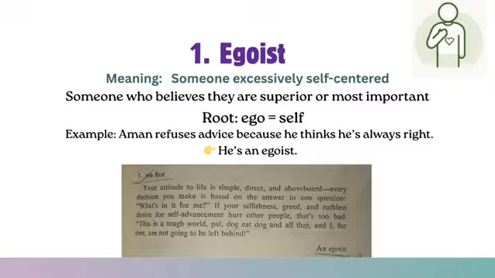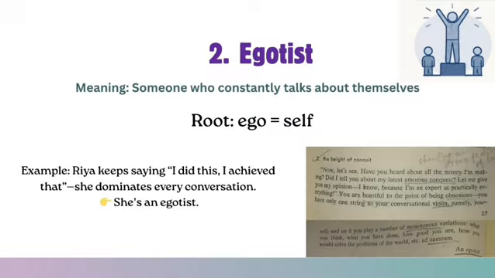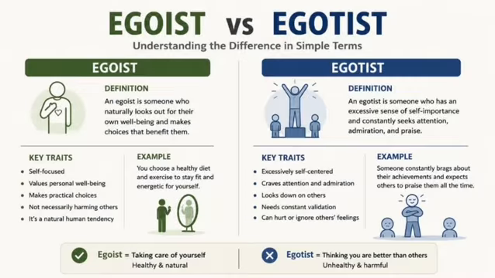Second, we have egotist. An egotist is someone who constantly talks about themselves and their achievements. Example, in a group, there is a girl named Ria and she keeps saying, I did this, I achieved that. So she dominates every conversation. So she is an egotist. Let us take a quick look at the difference between egoist and egotist. An egoist always thinks about their own benefits. They always talk about self-advancement. An egotist is someone who loves talking about themselves and their achievements.